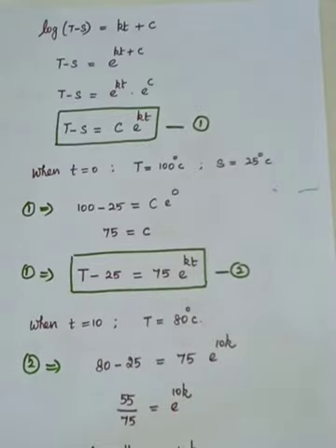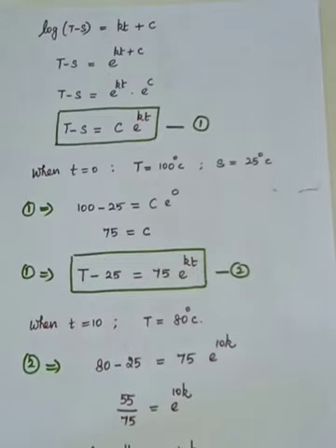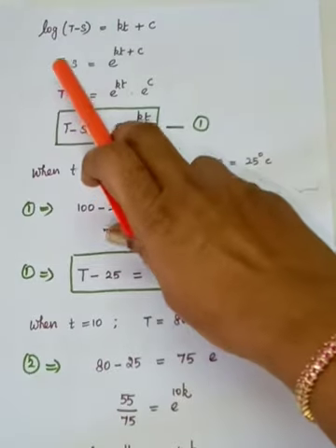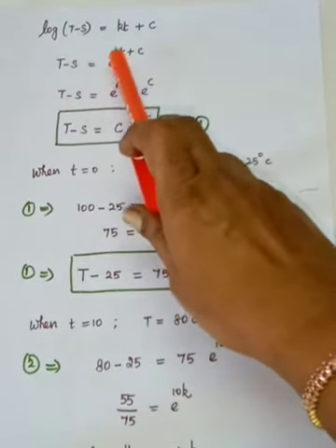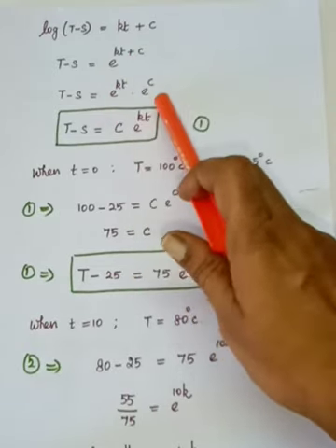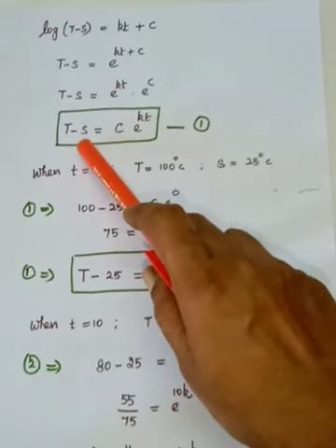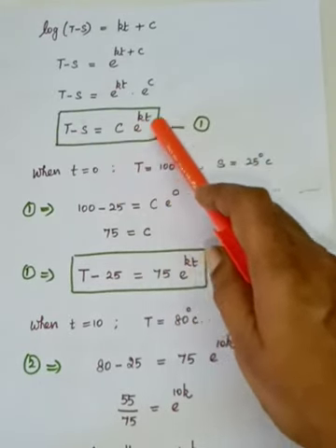How has kt come? k is a constant. What is the integral of dt? That is t plus c. Okay, so as usual, T minus S is equal to e power kt plus c. If you want to write multiplication, e power kt into e power c. So e power c can be written as C. So T minus S is equal to C into e power kt.